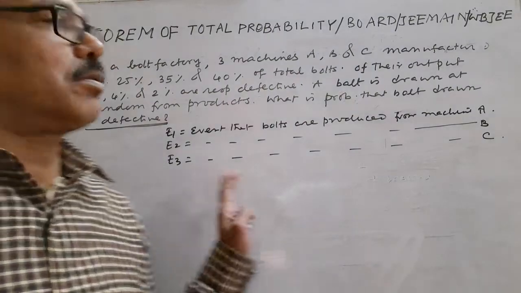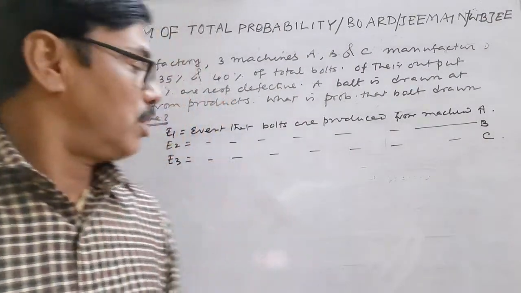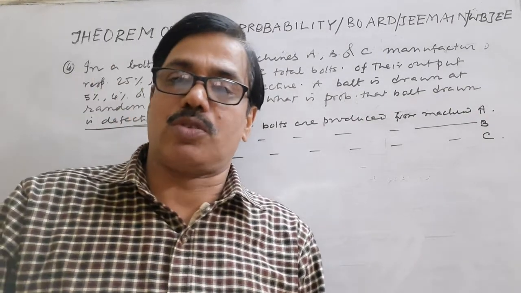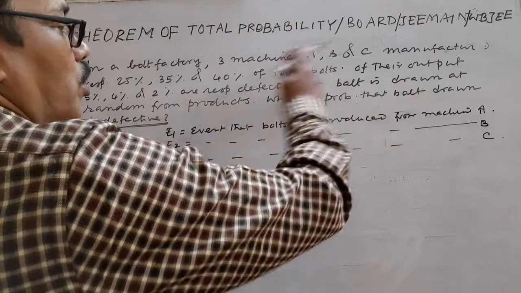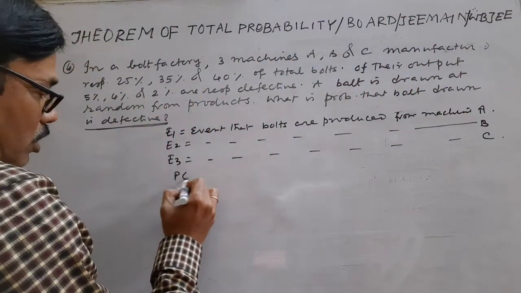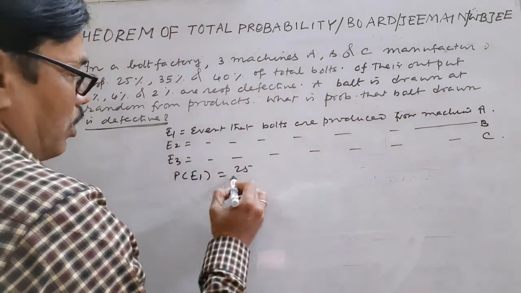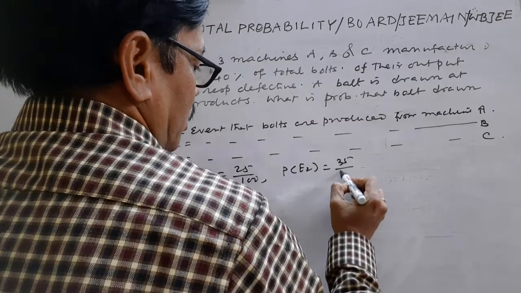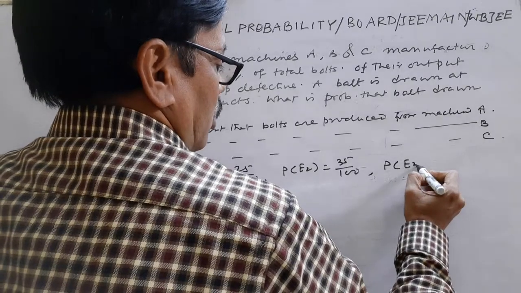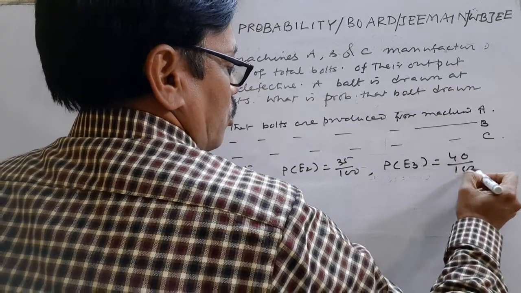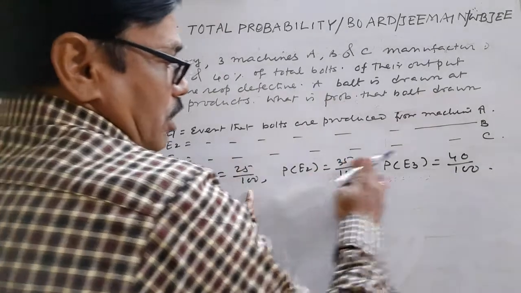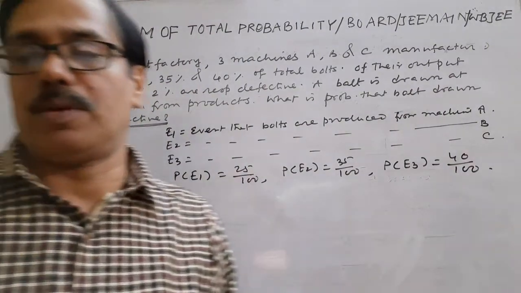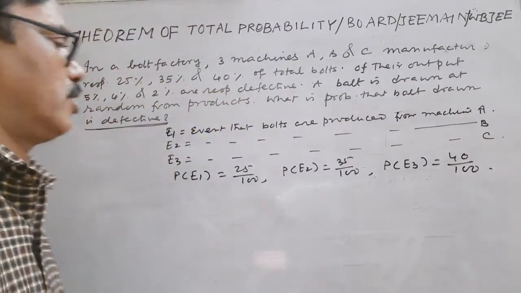So they are not manufacturing an equal number of products. That is why PE1, PE2 and PE3 are not equal to 1 by 3. So they are not producing an equal number of products. PE1 is given directly as 25 by 100, PE2 is 35 by 100, and PE3 is 40 by 100. So what is our first observation? 25 plus 35 plus 40 is 100, so 100 by 100 is 1. The sum of probabilities is 1. Therefore they are mutually exclusive and exhaustive.